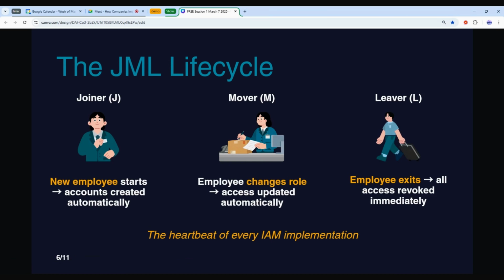So the next slide mainly talks about the core topic for today, where we will also see a demo of these use cases. So joiner, mover, leaver, in short, you hear the term JML processes whenever you talk about IDM, identity management use cases. The joiner process mainly defines how an employee or a contractor joins the company and their access is granted automatically based on the process workflows defined within the IAM system.